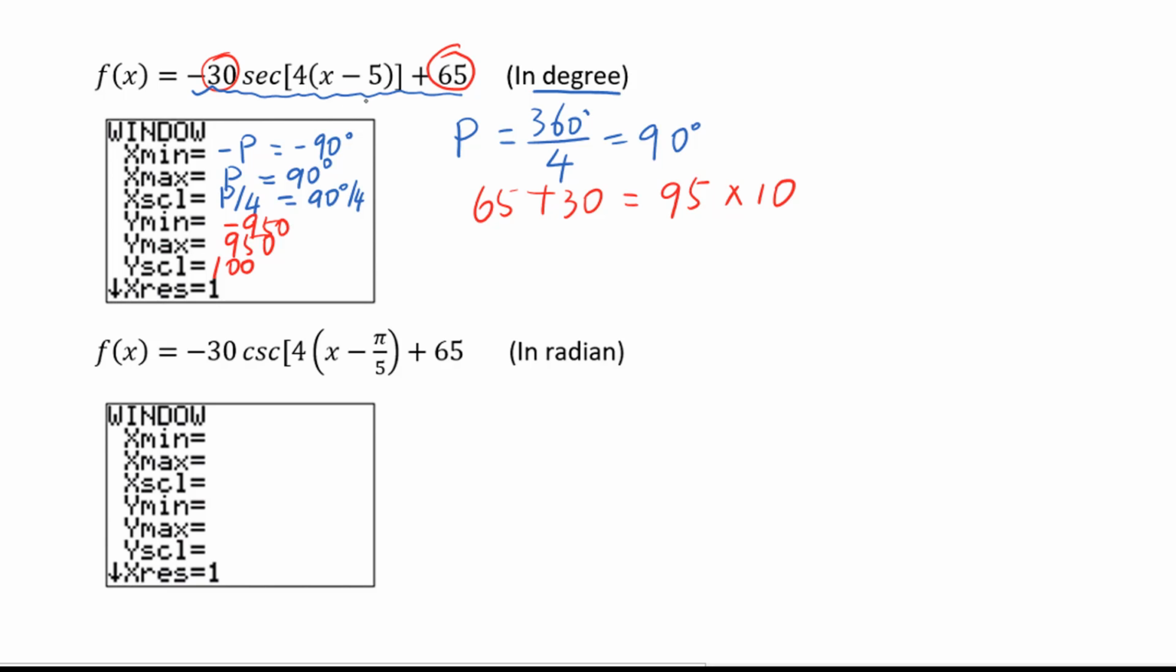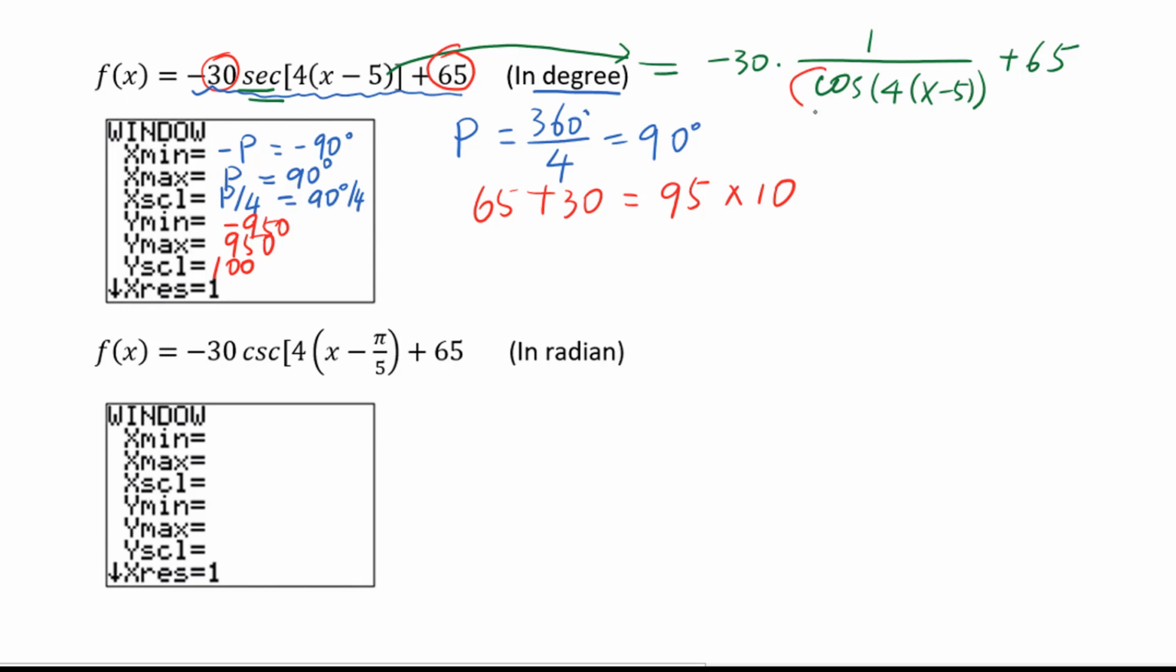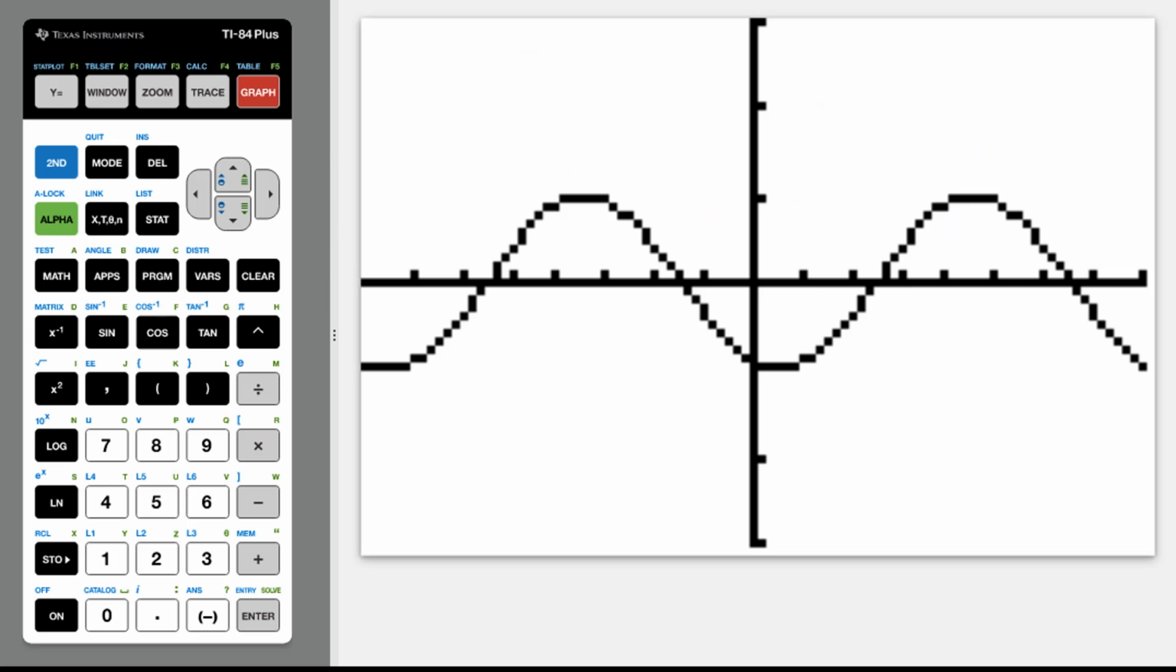Since your graphing calculator doesn't have a secant, you will get negative 30 times 1 over cosine 4x minus 5, then plus 65. For this cosine 4 times x minus 5, we will set it up as y1. So for y2, you will get negative 30 times 1 over y1, then plus 65. Let's go to the graphing calculator.